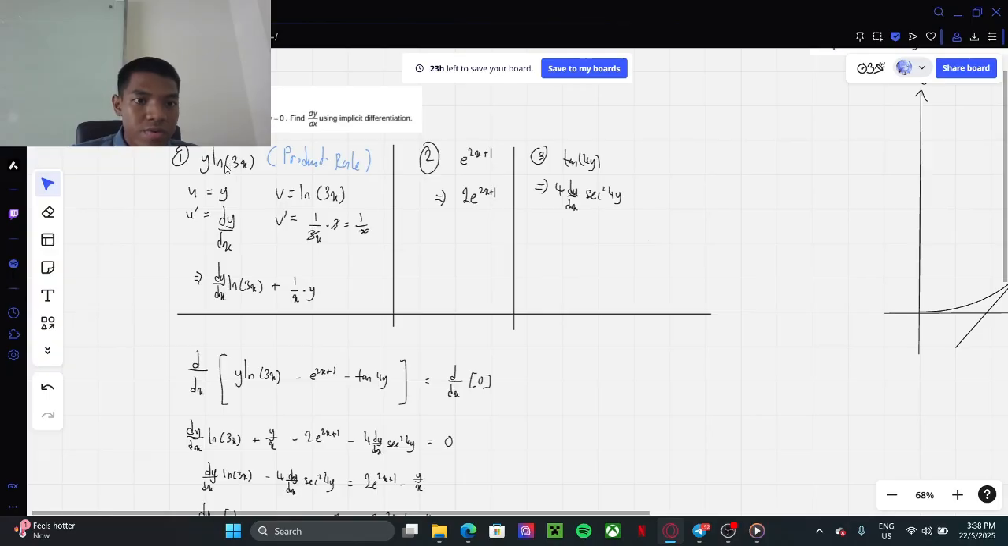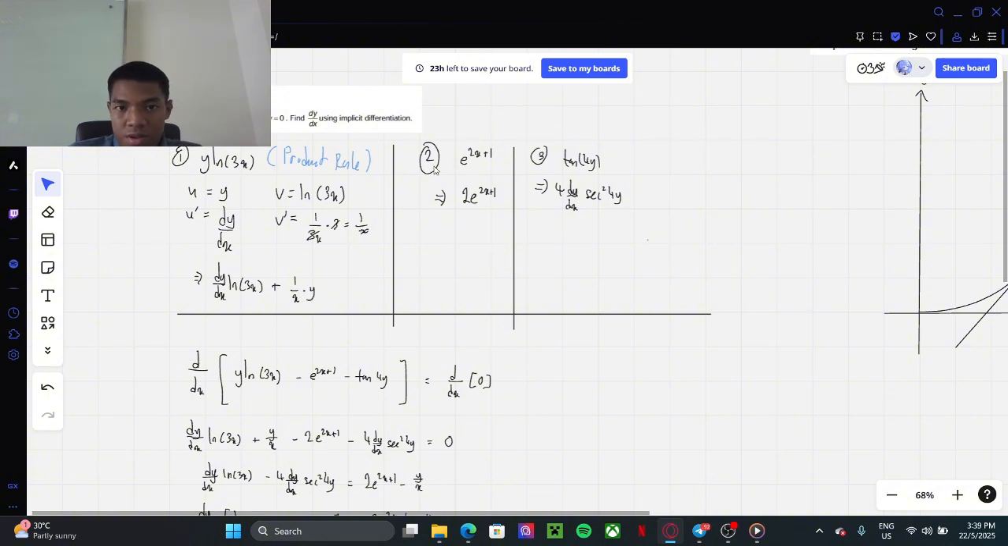So part 1, y multiply 3^s, by using the product rule. u equal to y, u prime equal to dy over ds, v equal to ln 3 multiply 3^s, v prime equal to 1 over 3^s multiply 3, and we cancel out the 3, so it will get 1 over s. So the answer will be dy over ds ln 3 multiply 3^s plus 1 over s multiply y.